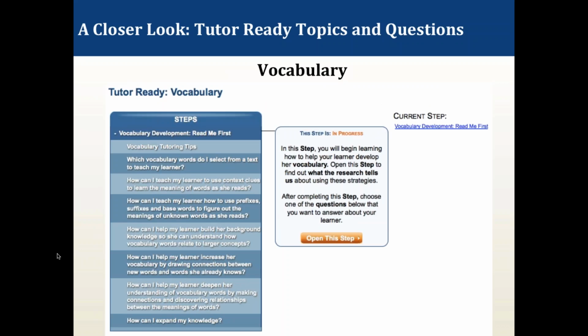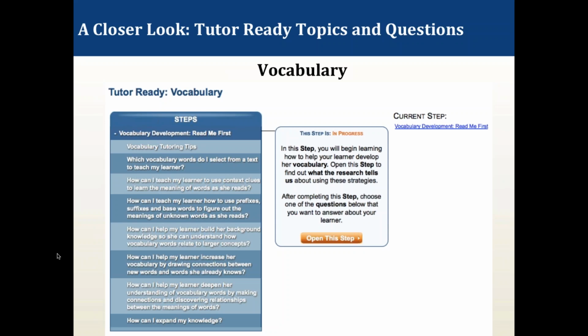Again, I said in the introduction that background knowledge is really, really key to vocabulary. You may know the word and what it means, but if you don't know all of the historical or social baggage surrounding that word, then it's going to be hard for you. So we've got a question like, how can I help my learner build her background knowledge so she can understand how vocabulary words relate to larger concepts?